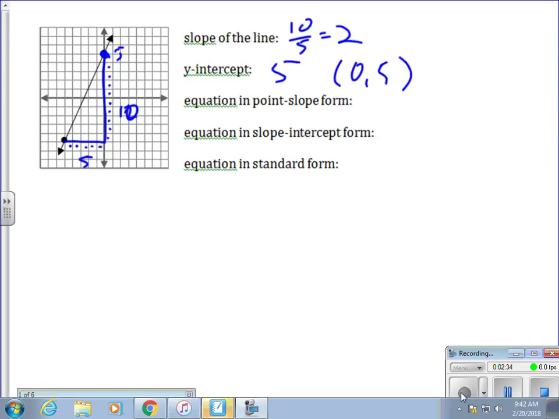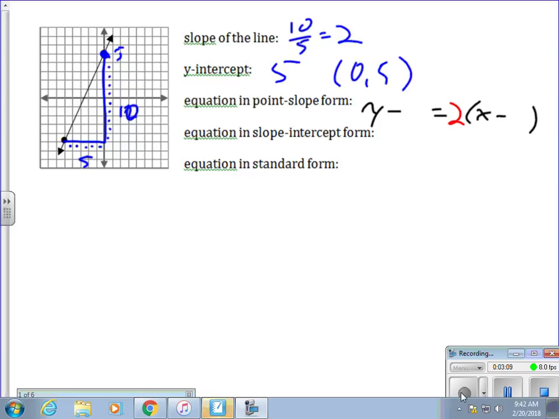Equation of the line in point-slope form. So this is one where you're writing the equation of the line. Remember what I told you, everything that's in black stays the same. That always stays the same. You fill in the blanks. Okay. What goes here? Slope, which is what? 2. In this case, it's 2.